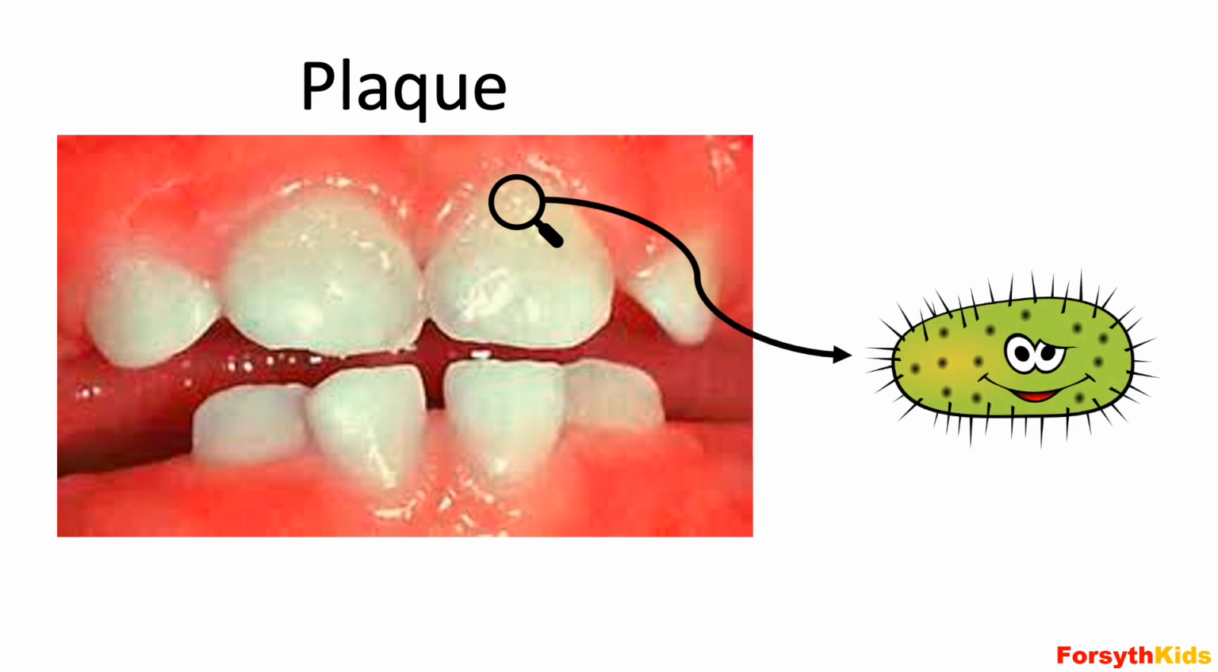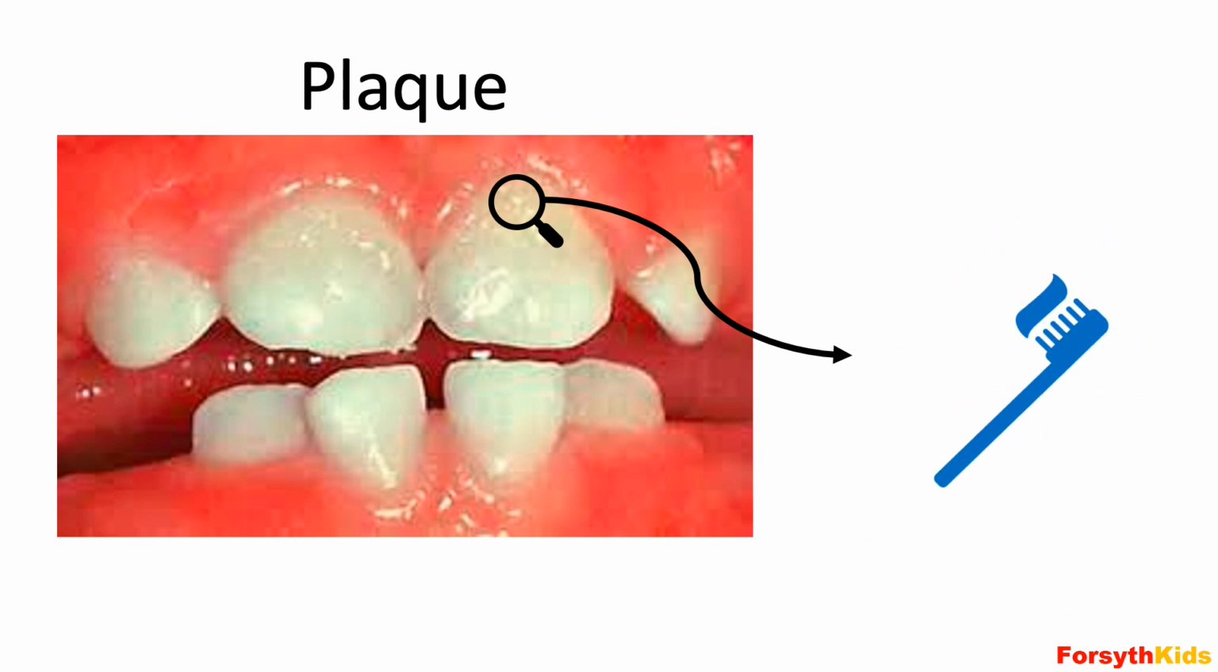This plaque has bacteria in it. Sometimes dentists call these bacteria sugar bugs. When we brush and floss our teeth, we get rid of the sugar bugs so they can't make cavities in our teeth. Let's see what happens if the plaque doesn't get brushed away.